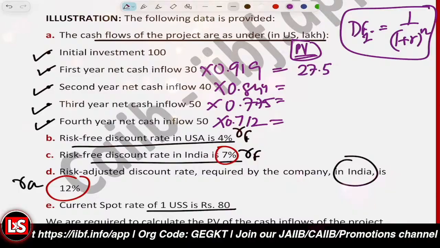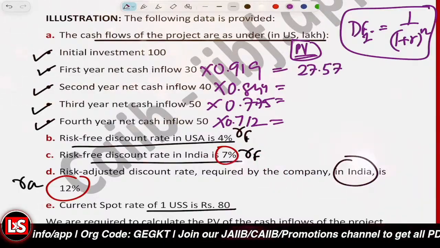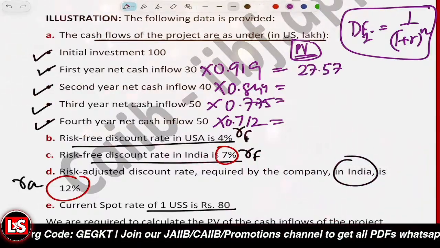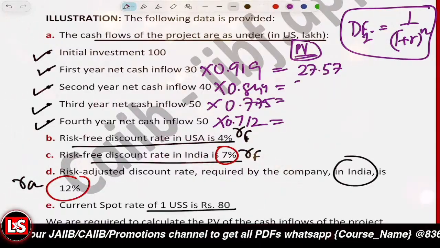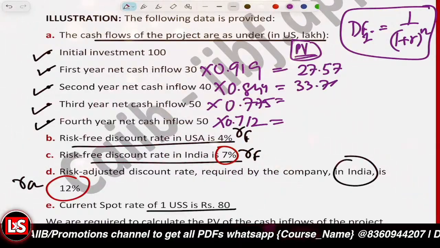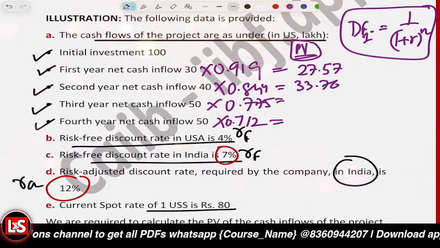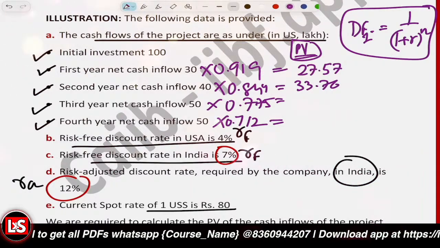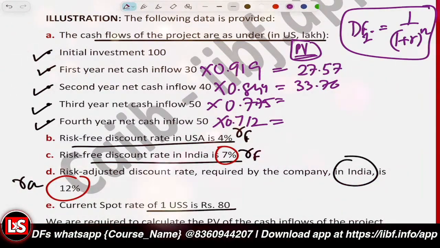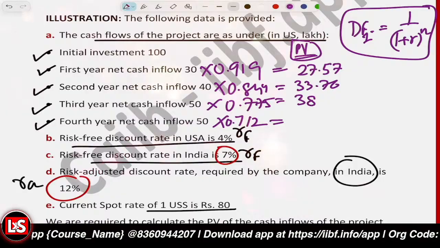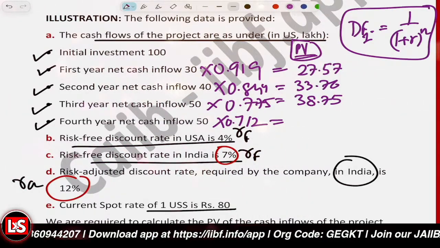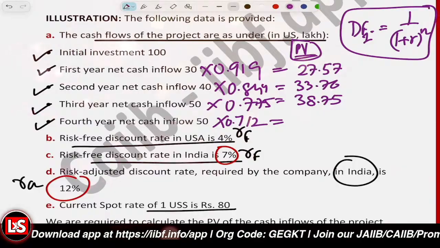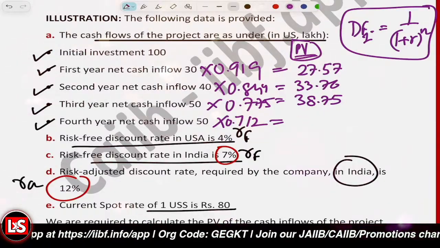That's a present value that we have calculated, right? The second one is 40 into 0.844. That is 33.76. The third one is 50 into 0.775. That is 38.75. And the fourth one is 50 into 0.712. That is 35.6.